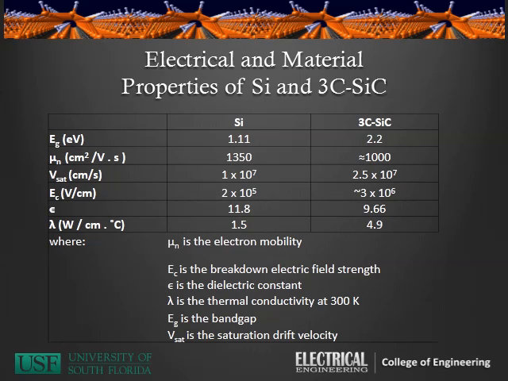Here's a side-by-side comparison of the material properties for silicon and 3C-SiC. The band gap for 3C-SiC is twice as large as that of silicon. It also has an order of magnitude higher saturation drift velocity as well as breakdown electric field strength, which gives reason to believe that this is a far more superior material to use for high power applications.